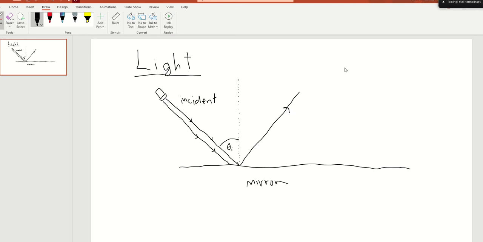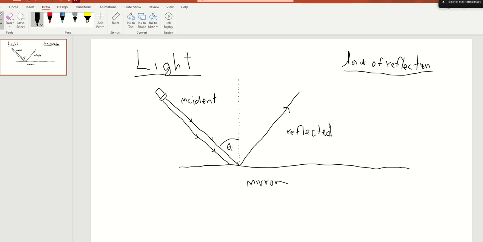And there's something called the law of reflection. The law of reflection says, sorry, it's a little bit slow to write with my mouse. The law of reflection says the angle of the reflected light ray, this is the reflected light ray, is equal to the angle of the incident light ray.